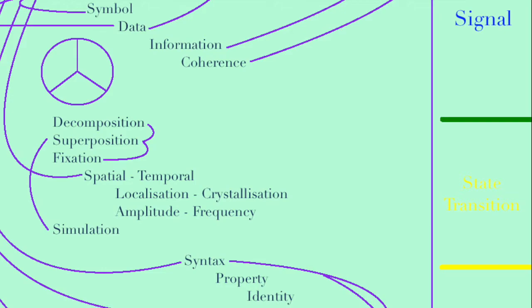Localization. Fixation of a spatial observation. Crystallization. Fixation of the temporal observation. Amplitude. Primary waveform correlate of the spatial. Frequency. Primary waveform correlate of the temporal. Simulation. Unreduced superposition of possible states.